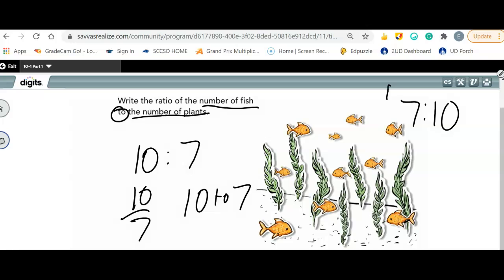7:10. Does this one work? Yes or no, and why? Annabella? Okay, so Annabella said no because it says the number of fish to the number of plants. She is correct. Okay, Emery, this one does not work because this is the number of plants to the number of fish. In the question, it says number of fish to number of plants. Does that make sense? Okay. Anyone else? All right, awesome job.